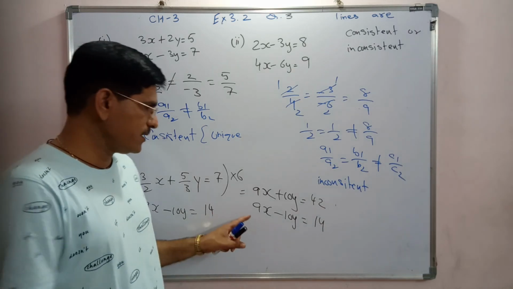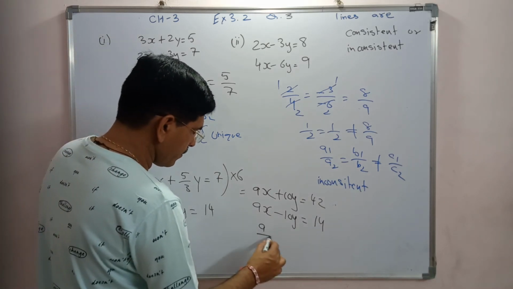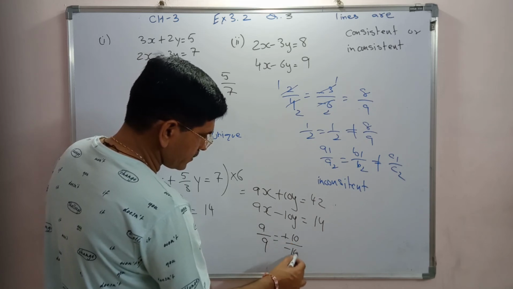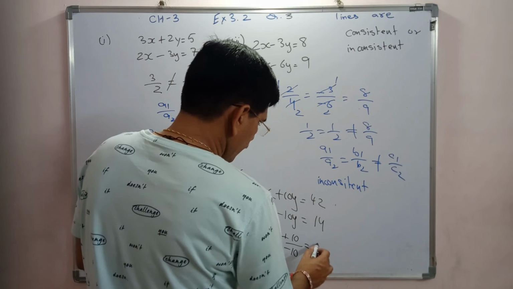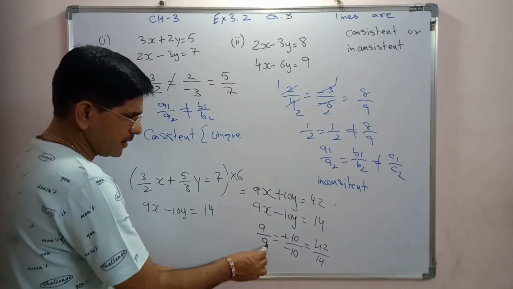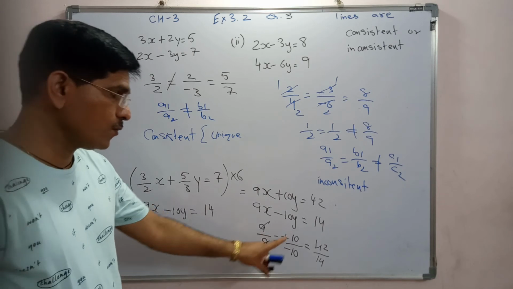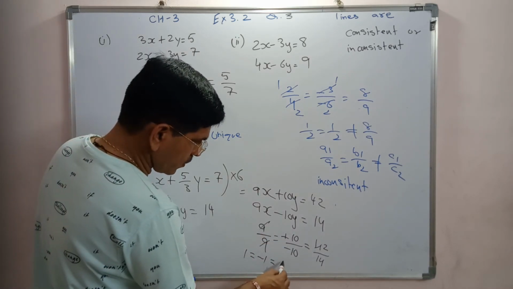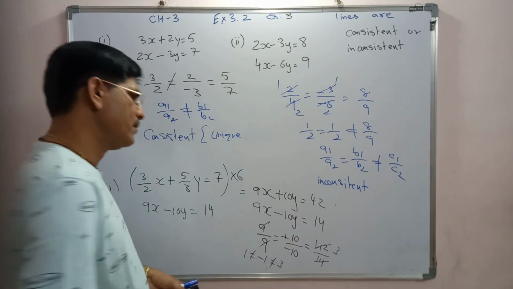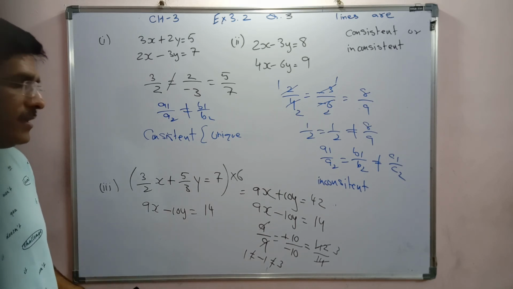So now if you see, again 9 upon 9, minus 10 upon plus 10, upon minus 10, is equal to 42 by 14. So you will cut it: 1 is equal to minus 1 is equal to 3. So all are unequal, they are not equal. 1 is not equal to minus 1. So we can say it is consistent.